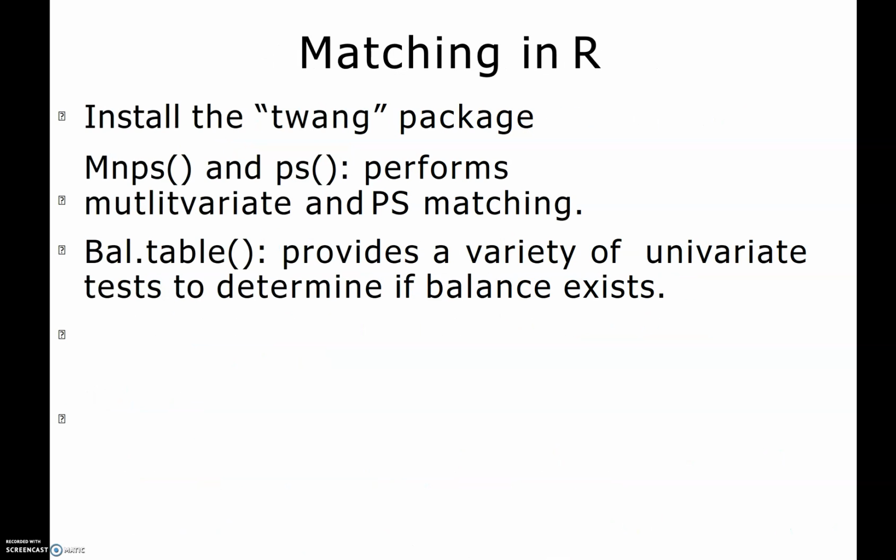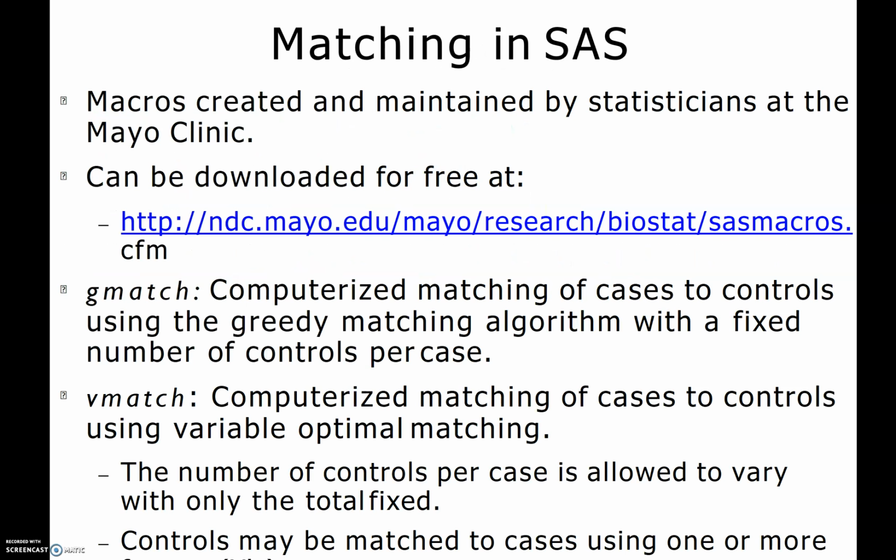Okay, so most often if I'm working in R, I use the Twang package. I'm going to attach some code showing you how this gets performed. The PS generally performs the propensity score matching, but if you have more than two outcomes for your treatment variable, then you want to use mnps. It's actually lowercase m, sorry, not uppercase. So that does multivariate, and PS matching. The balance table provides a variety of univariate tests to determine if a balance exists. This is just a very brief overview of code that's pretty easy to use in R.